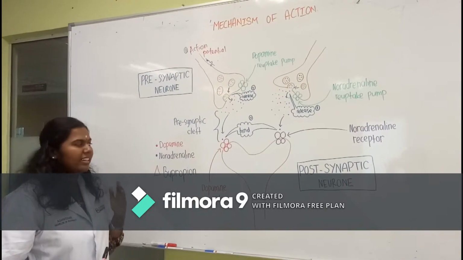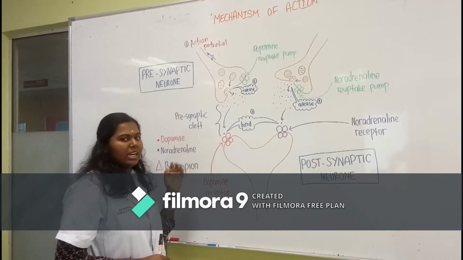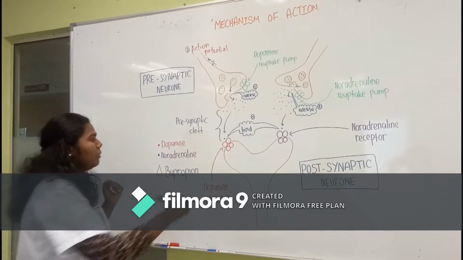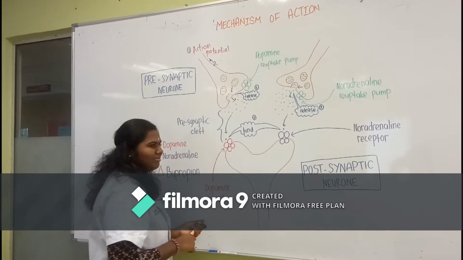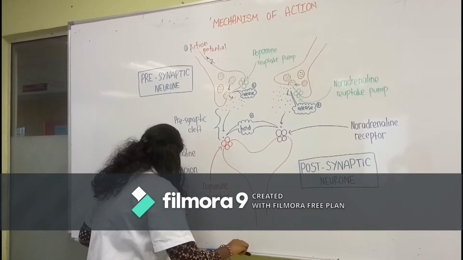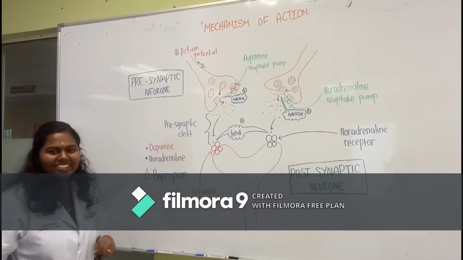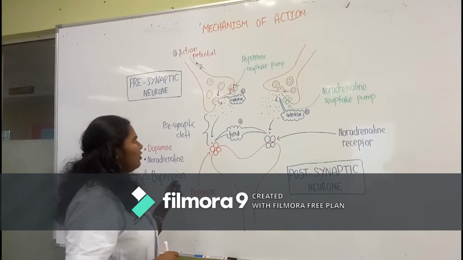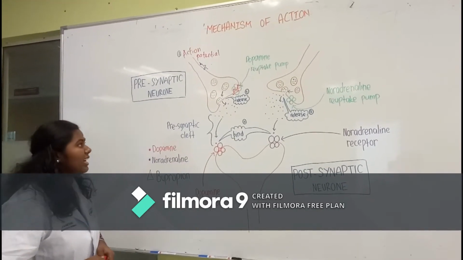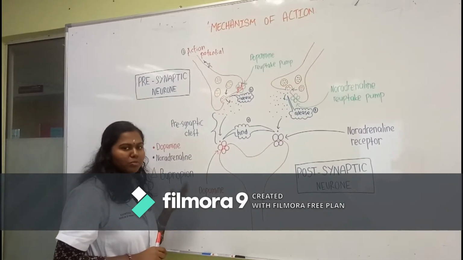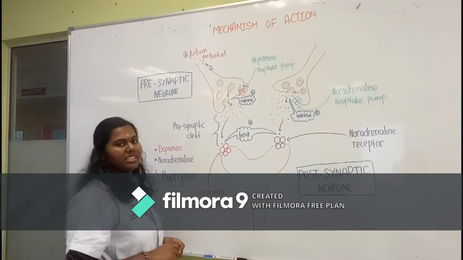Bupropion is a noradrenaline and dopamine reuptake inhibitor. Bupropion inhibits the reuptake of dopamine and noradrenaline by blocking the reuptake pumps. It will block here, on the presynaptic neurons. This will allow dopamine and noradrenaline to remain in the synaptic cleft for longer, leaving them to bind the receptor site on the postsynaptic neuron, creating the antidepressant effects.